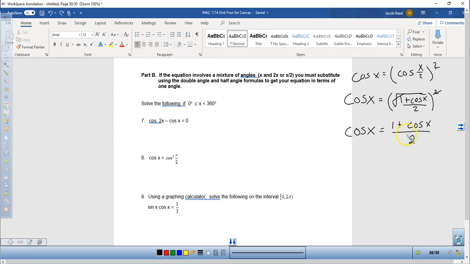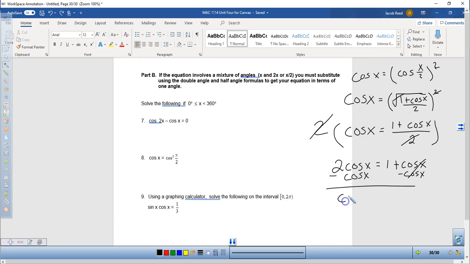I am going to multiply both sides by 2. By doing so, I'll cancel out this fraction. So I have 2 cosine x is equal to 1 plus cosine of x. I'm going to subtract cosine x. So I get that cosine of x is equal to 1. And when is the only time that cosine x is equal to 1? It's at 0. Or 2 pi. But we're talking about in terms of degrees, and we can only go to 360, and we cannot be equal to 360.